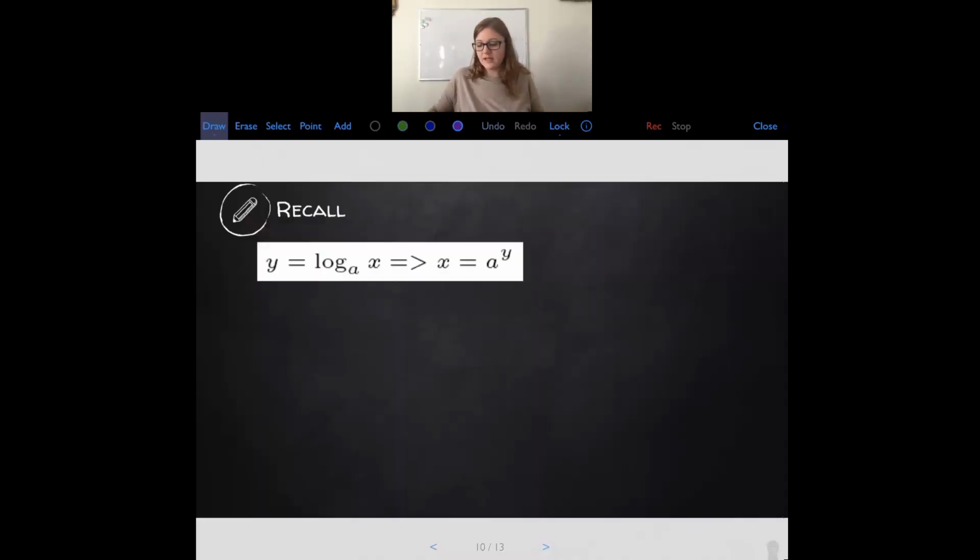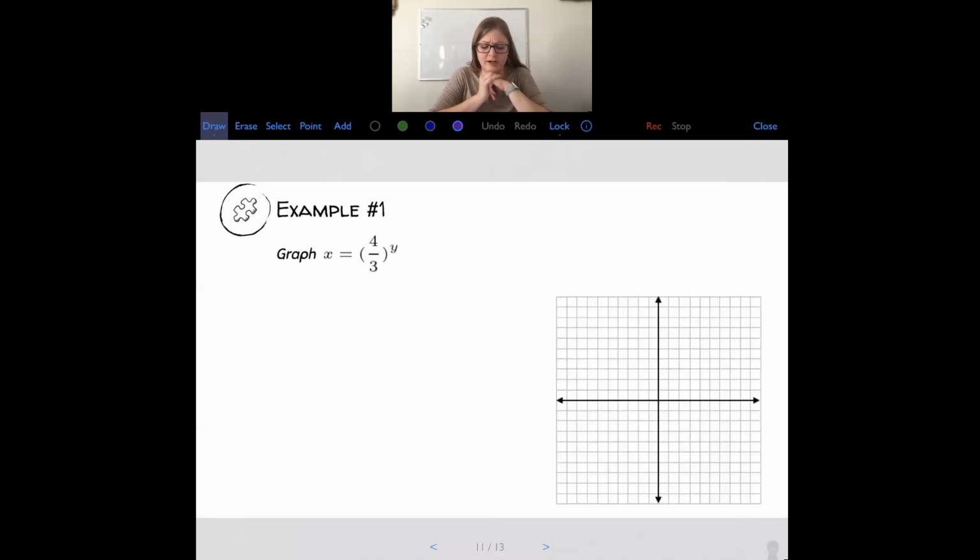Okay, there's one more thing about logs that can help us with graphing. So remember that if we have y equals log base a of x, we can convert that into an exponent, x equals a to the power of y. So if you were asked to graph something like this, x equals 4/3 to the power of y, this is different than our exponential graphs. When we were doing our exponential graphs, we would have something like this. Okay, and it does make a difference where x is and where y is.